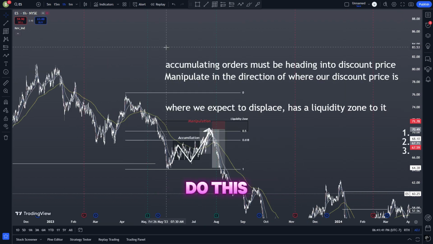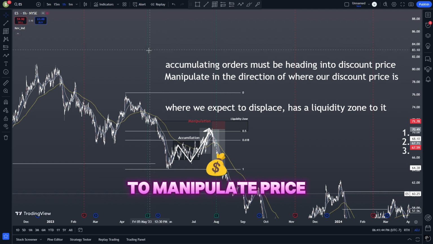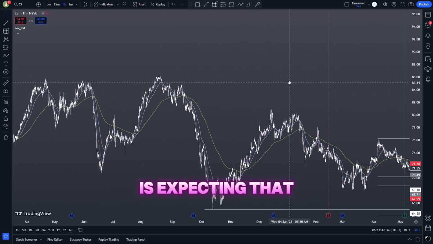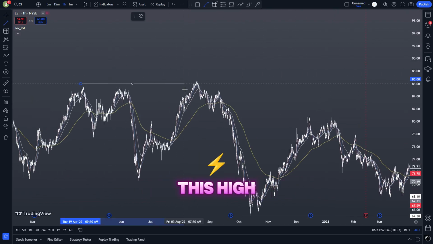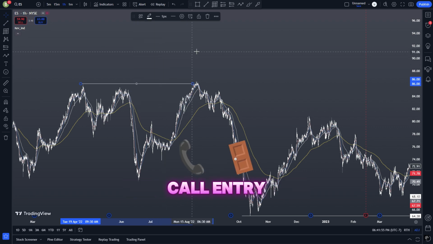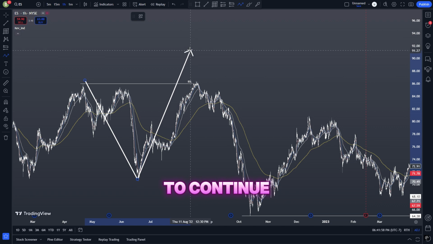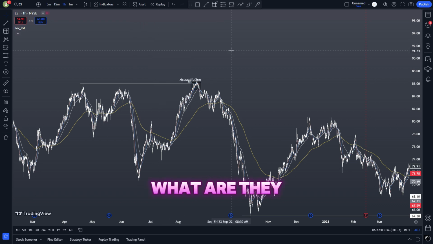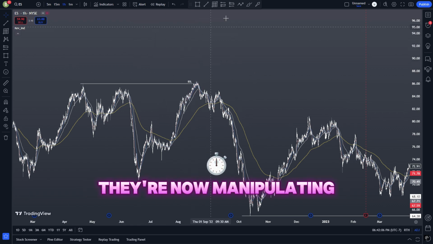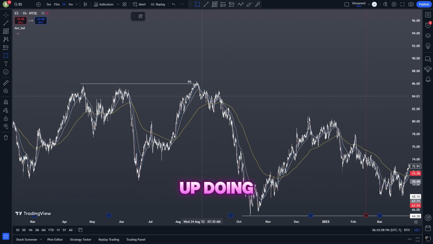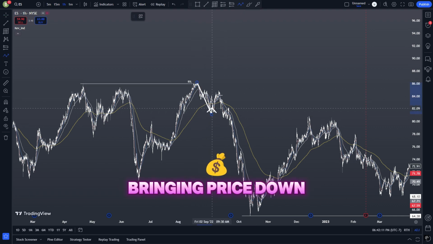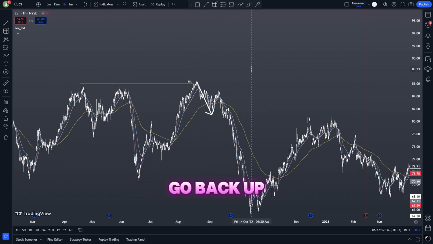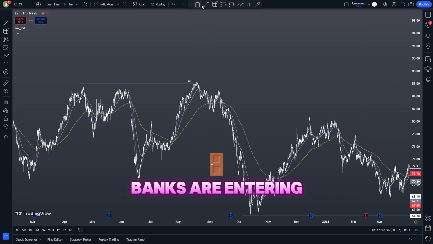Banks like to do this because they like to manipulate price after they grab liquidity. So, as everyone is expecting that, hey guys, once we get past this high, we're going to want to look for our call entry because they're expecting the trend to continue. What banks like to do is then manipulate markets here. What are they doing? They're accumulating their orders. They're now manipulating the market. And what do they eventually end up doing? They end up bringing price down into a point that people think, okay, perfect, we're most likely just retracing to go back up. But in reality, this is where banks are entering their positions.